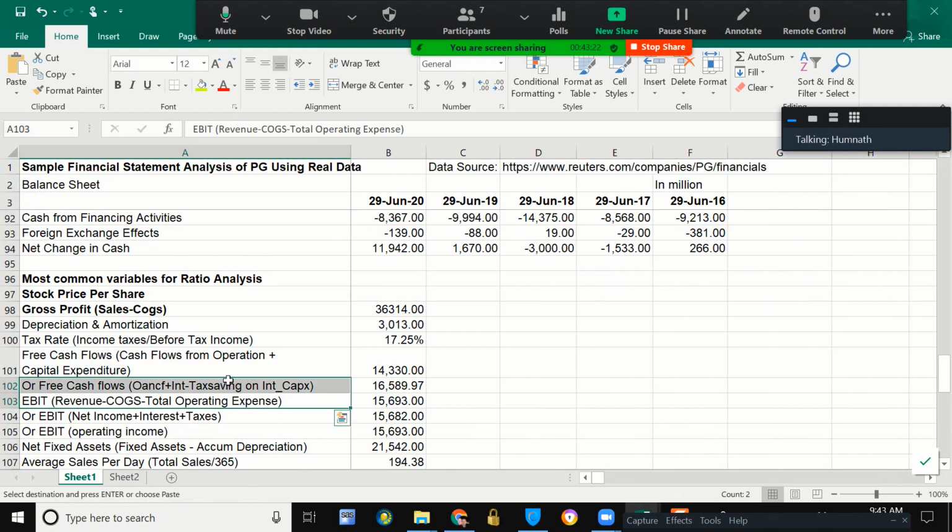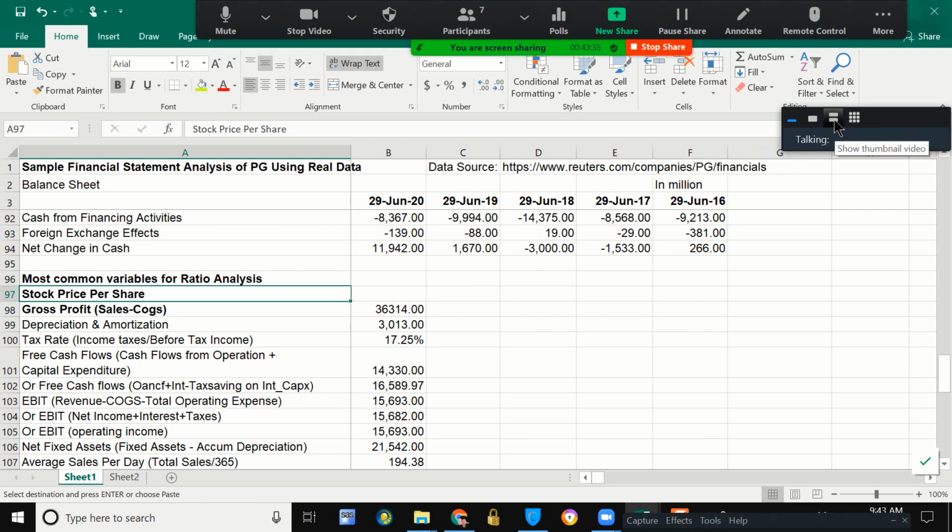Can you see this file now? Can you see our original file we were working on earlier, the Excel file? I just want to make sure. Yep.